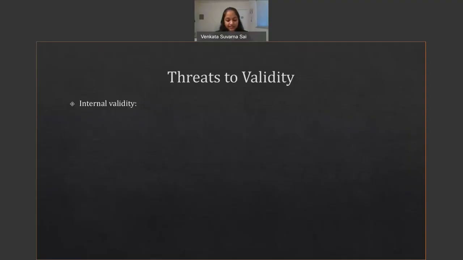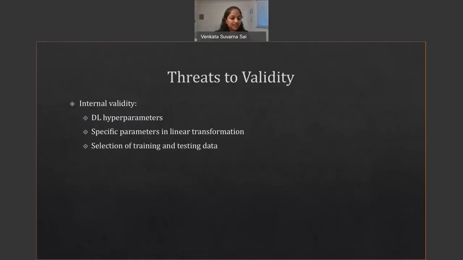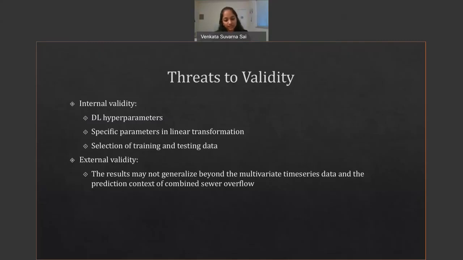Threats to validity. The internal validity can be influenced by, say, the hyperparameters of the model, that is the way it is implemented, and also the specific parameters in linear transformation used, that is the constant values in the metamorphic stationarity change equation, and also the attributes that we choose, that is the flow or the value, etc. And also selection of training and testing data. And if we look at the external validity, the results may not generalize beyond the multivariate time series data and the prediction context of combined sewer overflow.